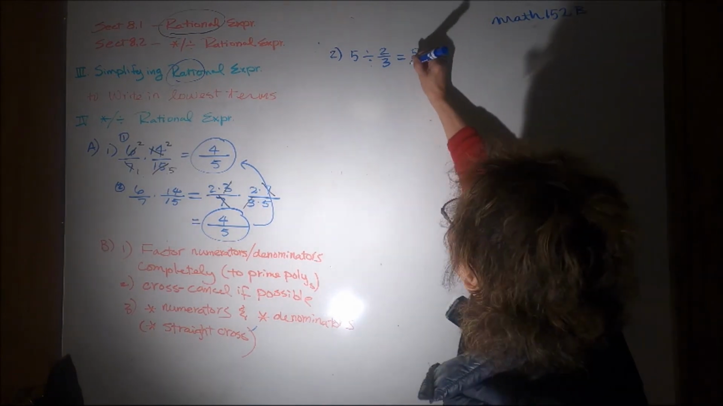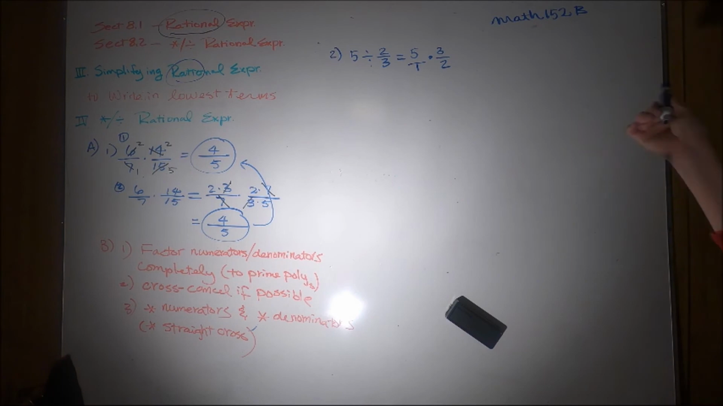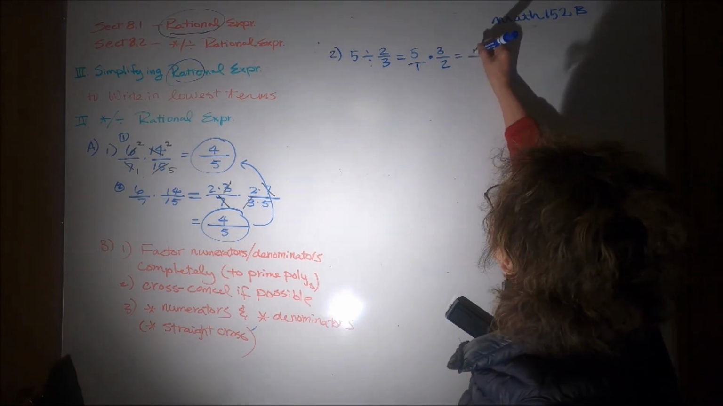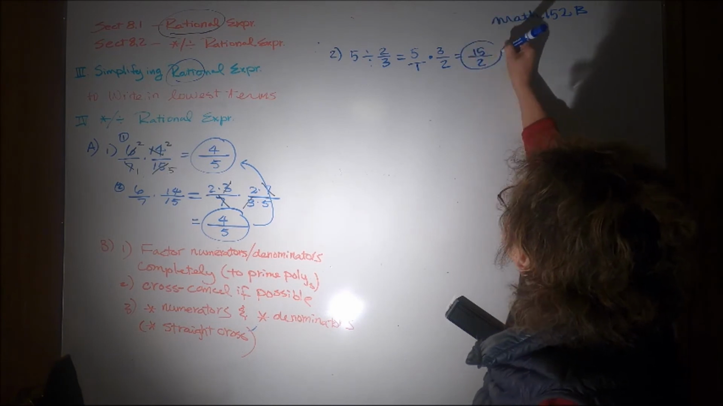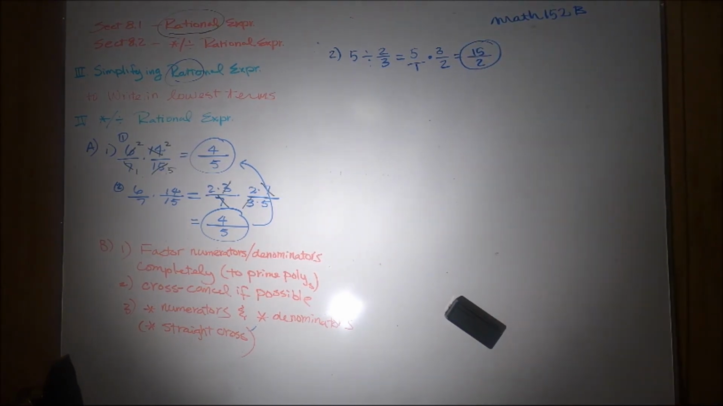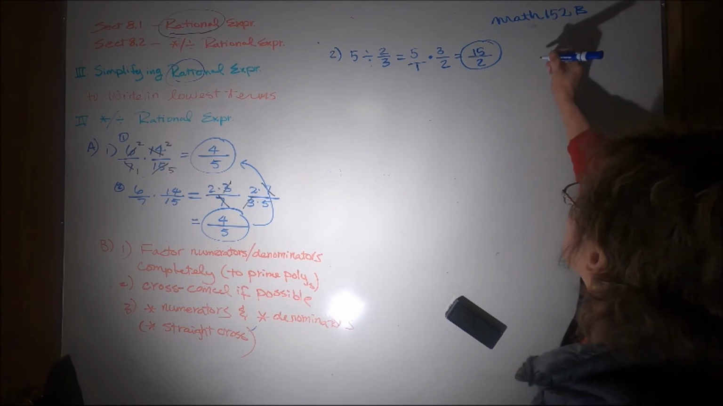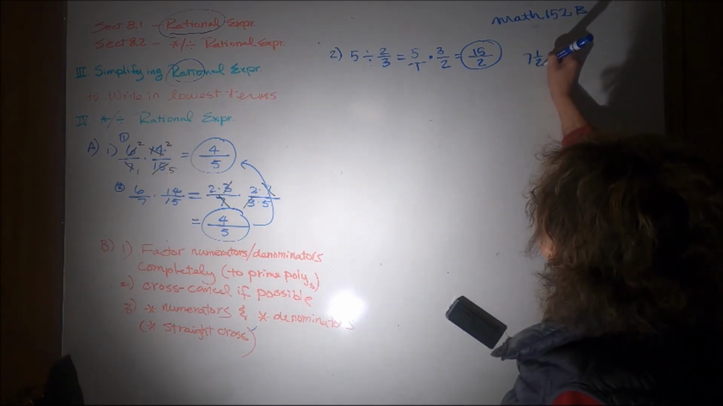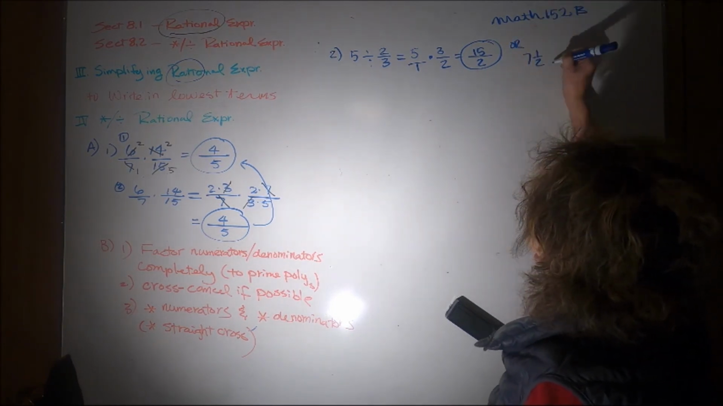You need to put the 1 underneath so you can multiply straight across, right? So that would be 15/2. I think that would be your simplest form. Or you can change to mixed number. That would be 7.5. Okay?